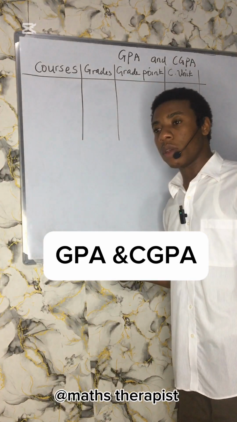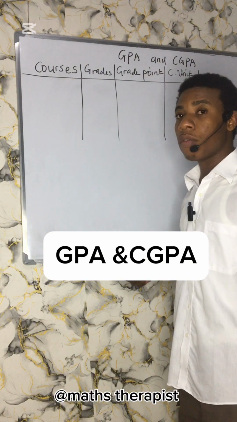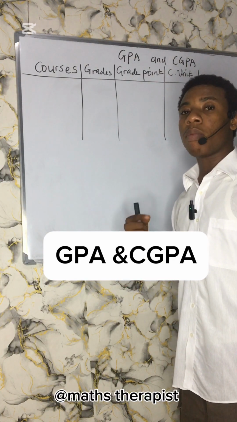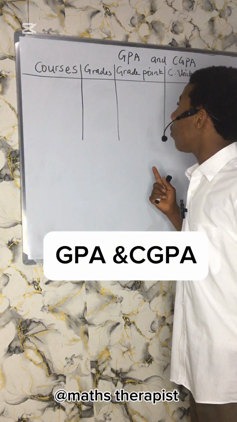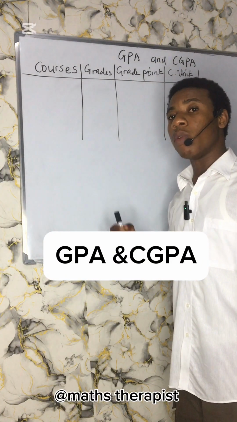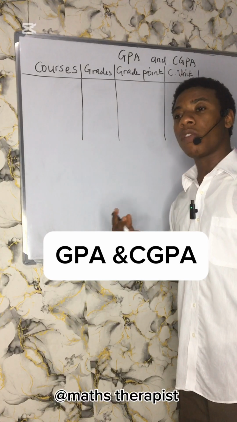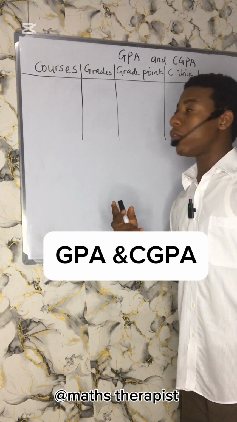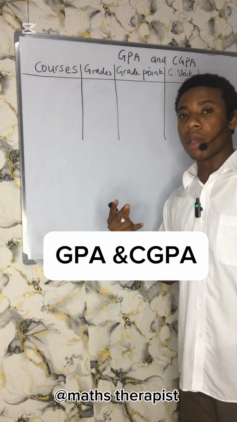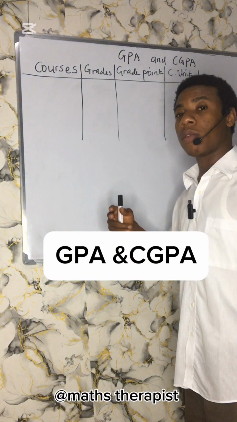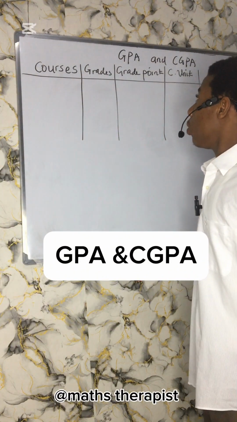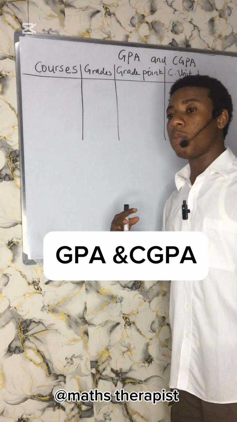What is GPA? GPA simply means grade point average, and it's calculated per semester. We also have CGPA, which is cumulative grade point average, calculated over 2 or more semesters. That simply means that 2 or more GPAs make the CGPA. So we want to calculate the CGPA.